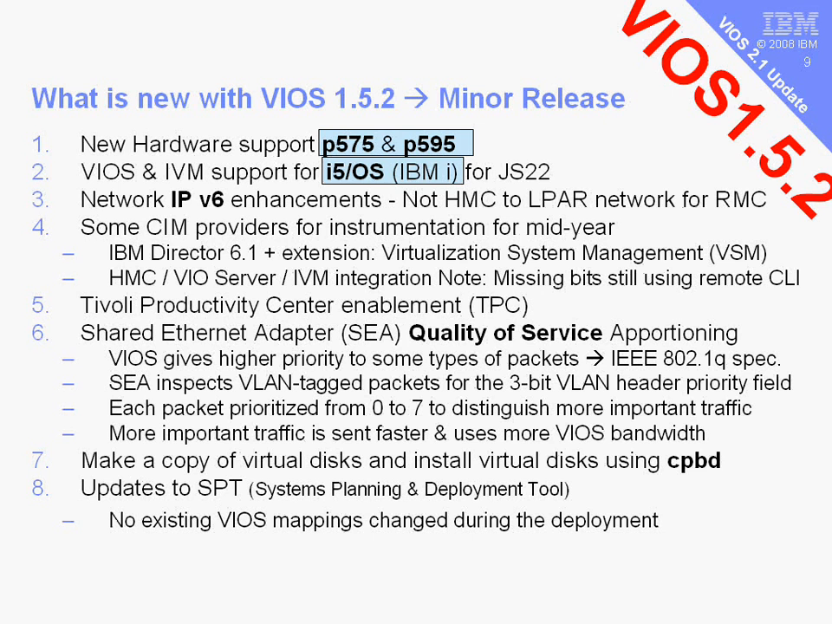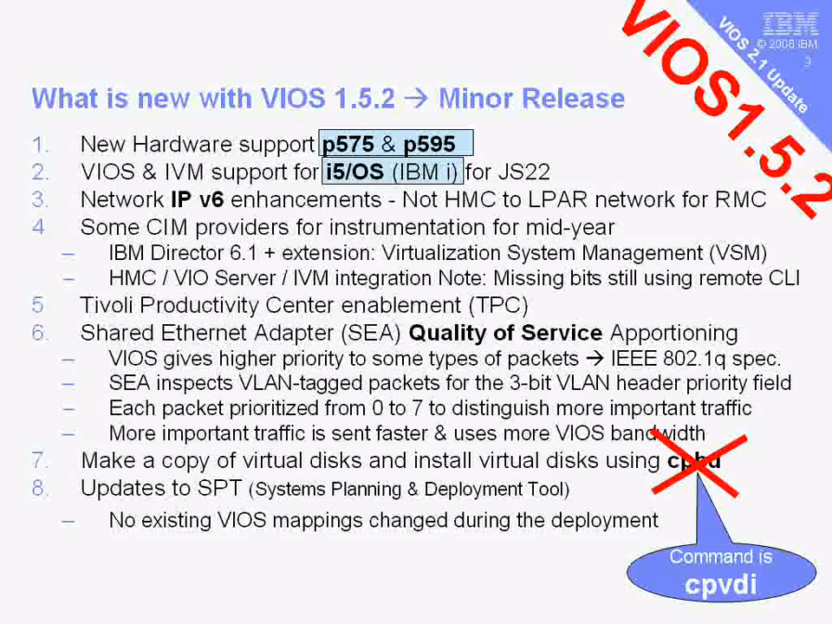We have some CIM, the Common Information Model, which helps tools like the IBM Director 6 that's just come out and will support the VIOS server. We have some shared Ethernet adapter quality of service features, so we can decide which packets are more important as they're going over the VIOS server. We also have a way of copying virtual disks with this new command, but do note the actual command was renamed, and you need to look in the manual pages for the cpvdi command. And yet more updates for the system planning tool, and it's really been renamed the System Planning and Deployment tool, though everybody still seems to refer to it as SPT.